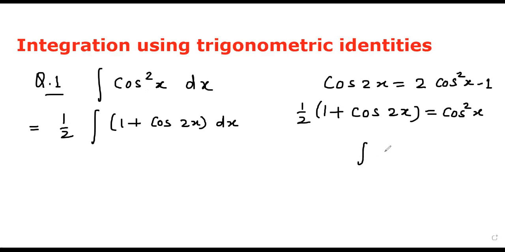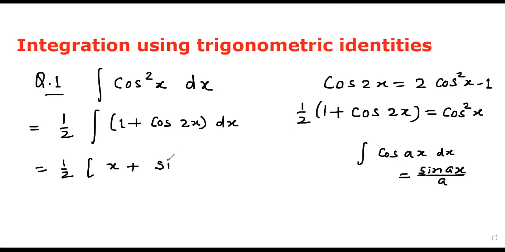If you remember, integration cos ax dx gives sine ax divided by a. So we will get 1 by 2. 1 dx will give x, and cos 2x will give sine 2x divided by 2 plus c.